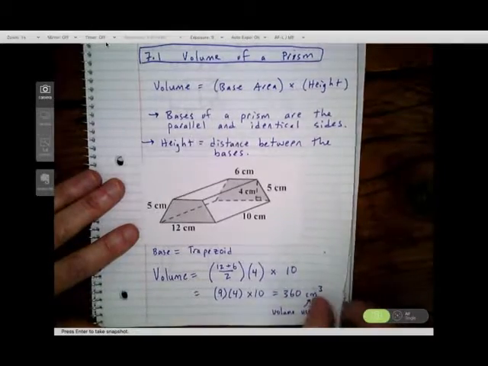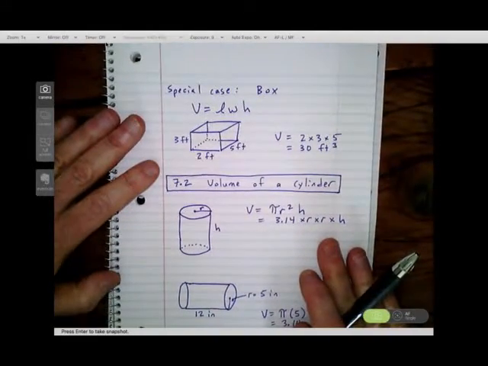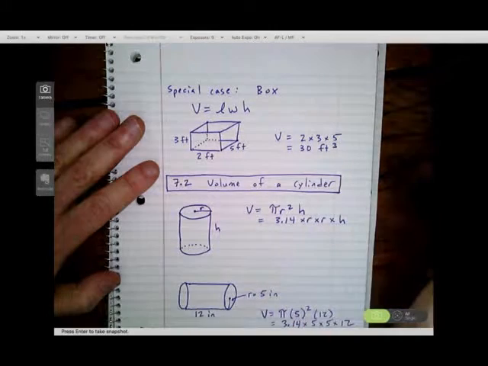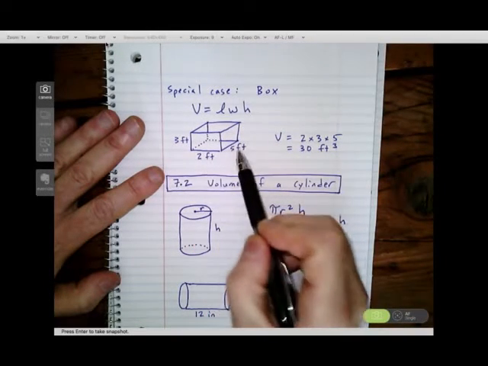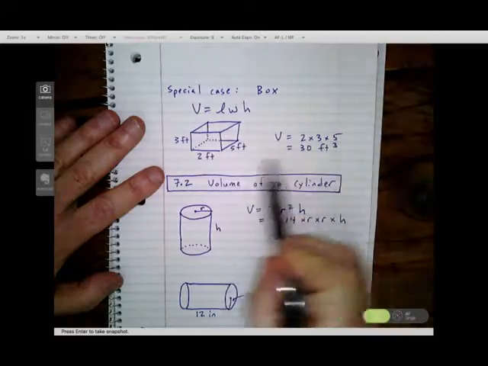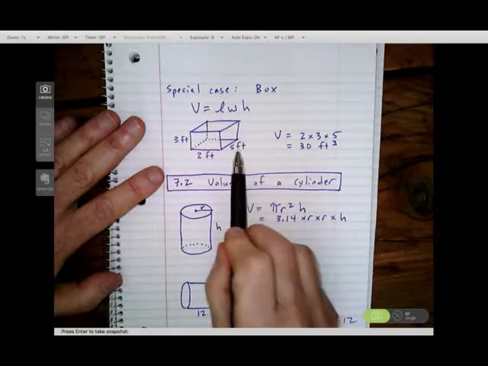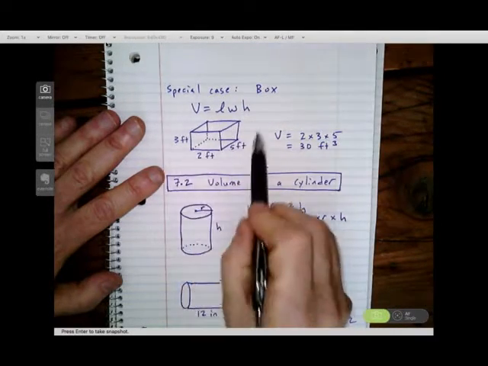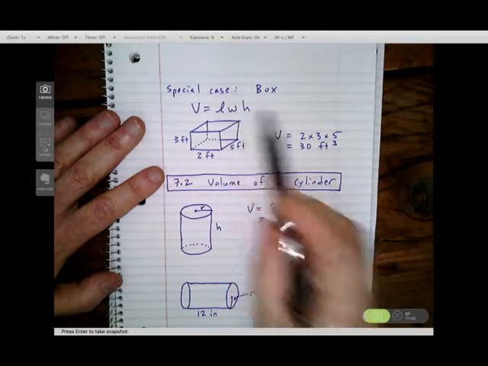Okay, so let's look at a box. A box is an easy case. Okay, here's one here. And for a box, all you got to do to find the volume is just multiply the dimensions together. The length times the width times the height. Okay, so here's one. It's 3 feet by 2 feet by 5 feet. We're just going to multiply all those together. So I wrote it out a little differently here, but it's the same thing. So 2 times 3 times 5, and that's 6 times 5 is 30. So the volume of this box is 30 cubic feet. Again, it's just length times width times height.